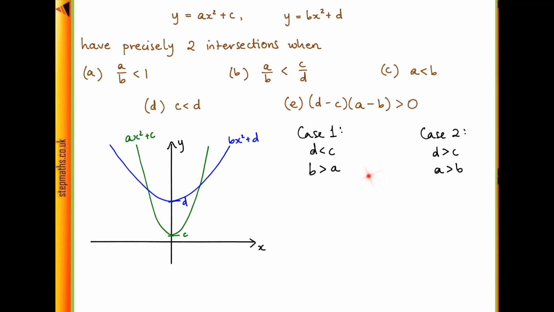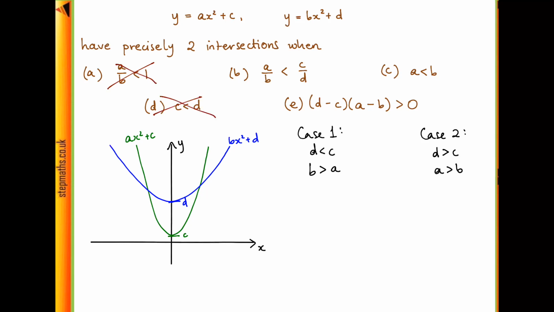Now, we can have either of these, right? We can have either D less than C and B greater than A, or both D greater than C and A greater than B. And in either case, our conditions involve all of A, B, C, and D, right? So we can immediately rule out all of these options where not all of them are involved.